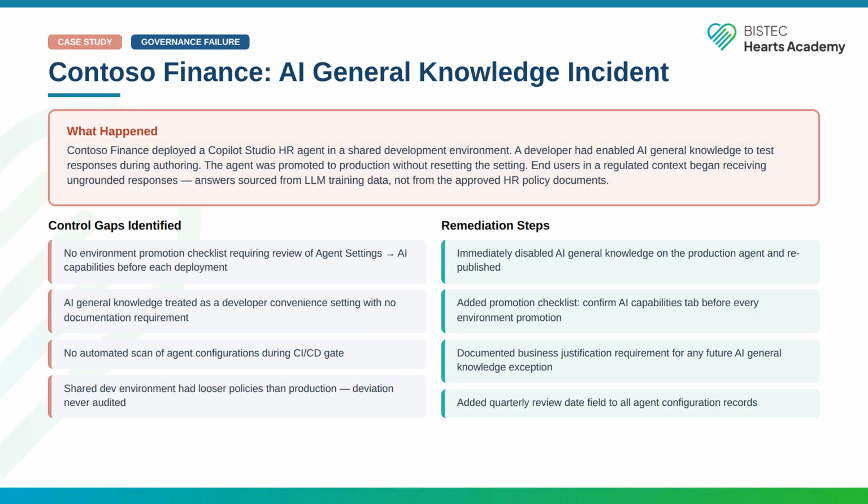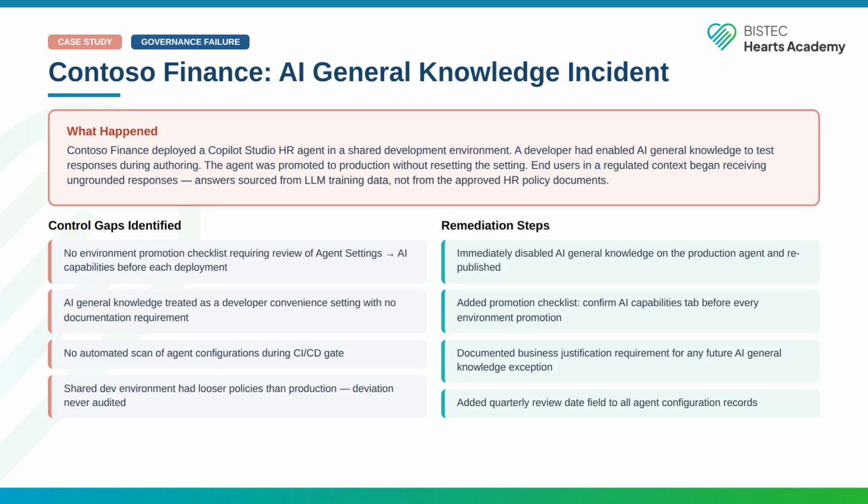This is a composite of a failure pattern that is common enough that you should assume some version of it has happened, or is happening, in organizations similar to yours. Contoso Finance deployed a Copilot Studio HR agent in a shared development environment. A developer enabled AI general knowledge during authoring to test how the agent handled questions not covered by the grounded HR documents. Understandable. Useful for testing.